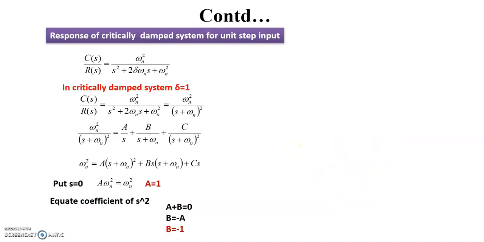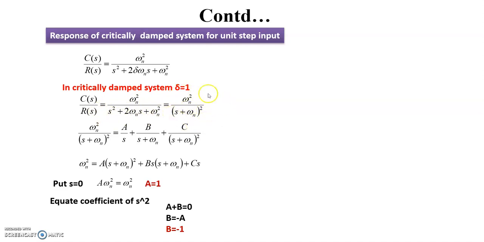Next is the response of a critically damped system for unit step input. Critically damped means you can substitute zeta is equal to 1. So C of S by R of S is equal to omega n square divided by S square plus 2 zeta omega ns plus omega n square, the standard second order transfer function. Substituting zeta is equal to 1, that will be omega n square divided by S square plus 2 omega ns plus omega n square, which is nothing but S plus omega n whole square.